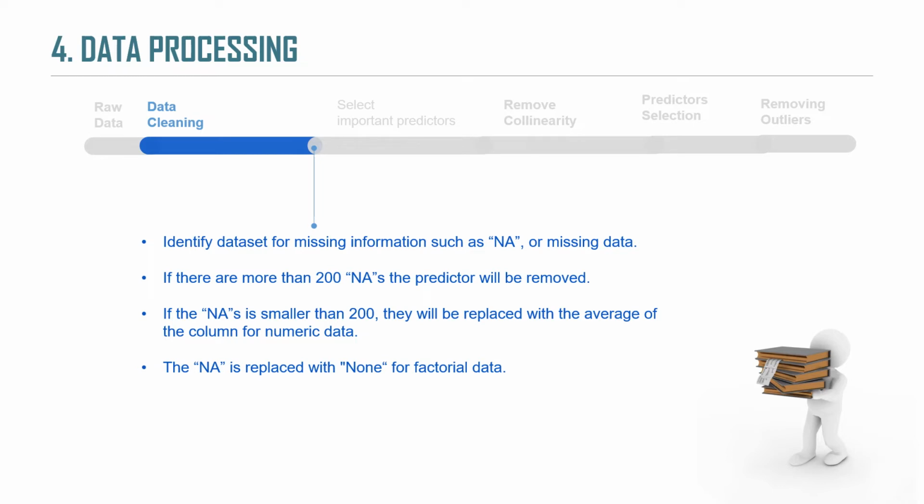There are multiple approaches to overcoming this hurdle. Some include removing predictors with more than 200 NAs. Additionally, if the number of NAs is smaller than 200, the data is replaced with the average value of the numeric data column. Lastly, NA is replaced with none for the factorial data.